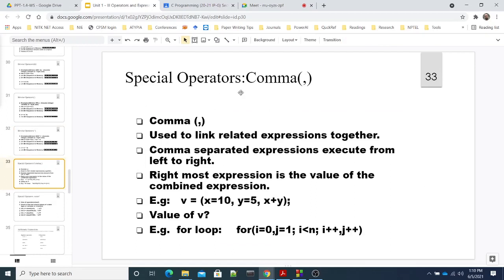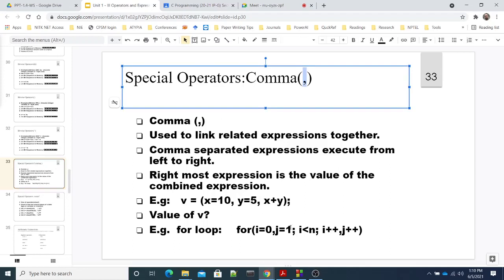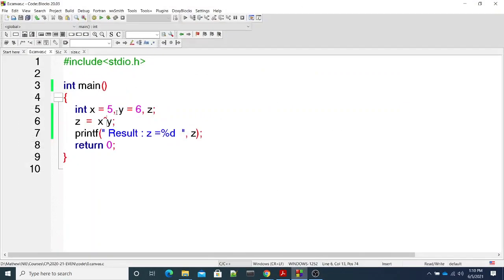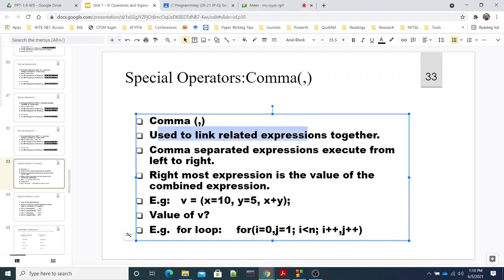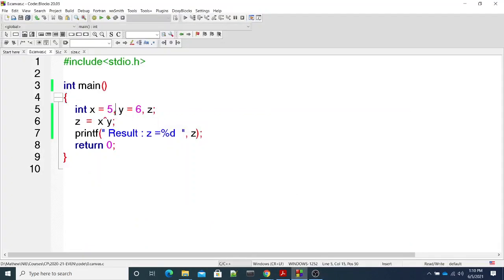Otherwise we'll move on to some special operators. We are almost reaching the end of the operators topic. So special operators, there are two examples. One is comma. Even though we are using comma quite frequently in our program, for separating the argument list, the input list to the printf function, in fact it is also considered as an operator in C. It is used to link related expressions together, say int x comma y. Those are two variables of integer type. We separated them using comma.